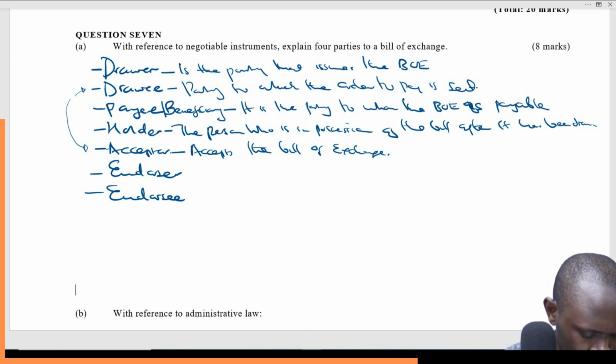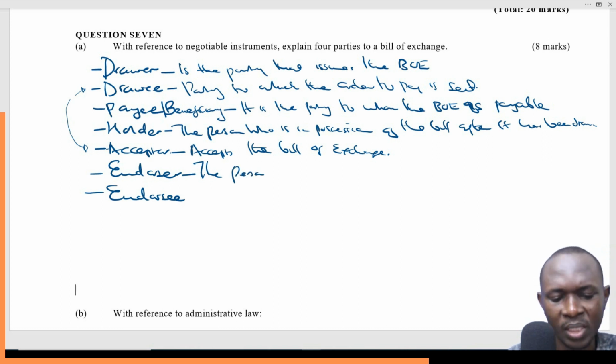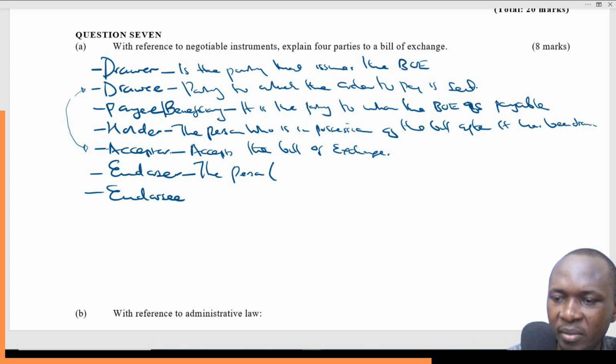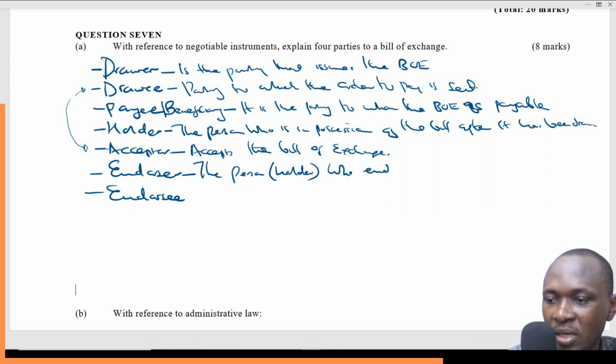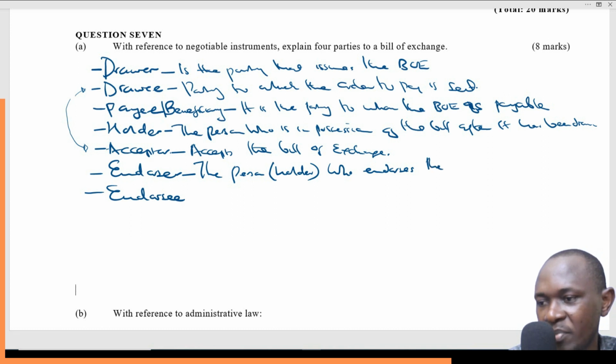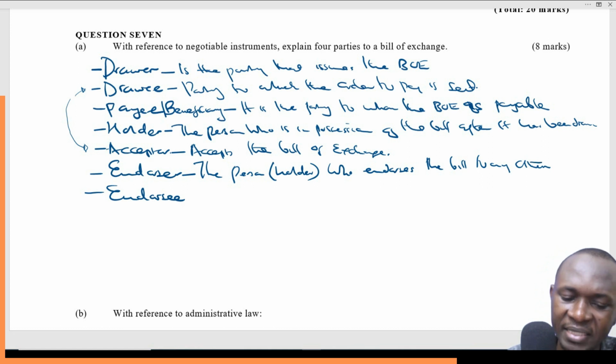Then we have 2 remaining. We have the endorsee and the endorser. The endorser is the party or the person, and it can be, in most cases, the holder. It can be either the drawer or the holder who endorses. Endorsing is just signing. Who endorses the bill to any other, by signing at the back.